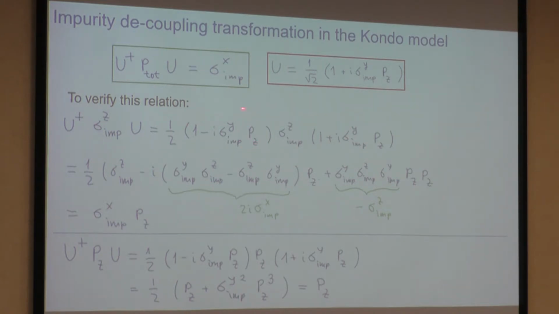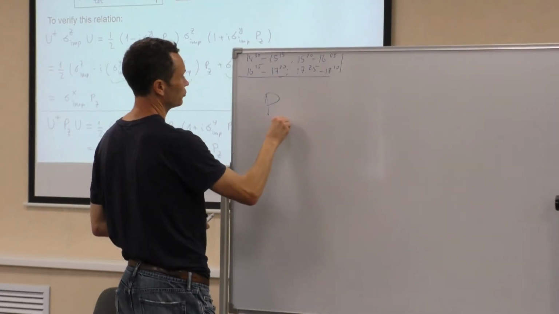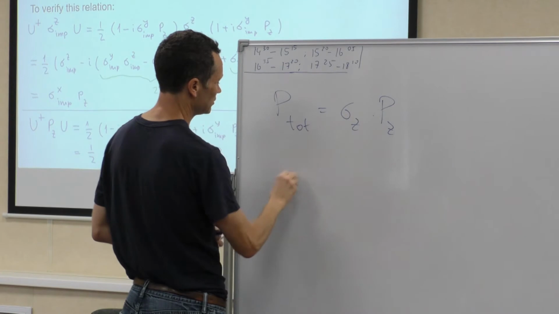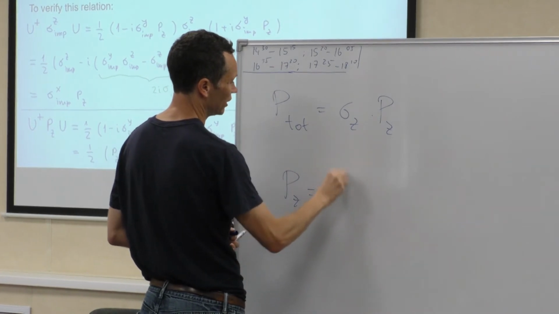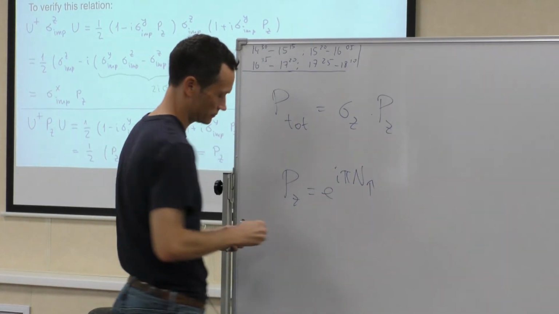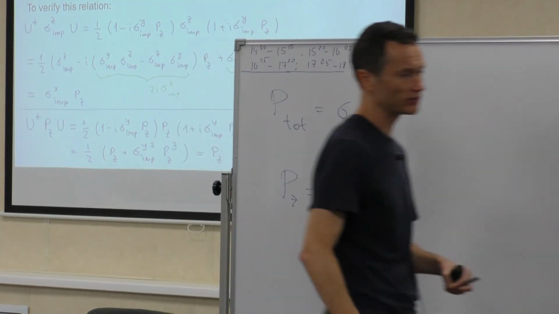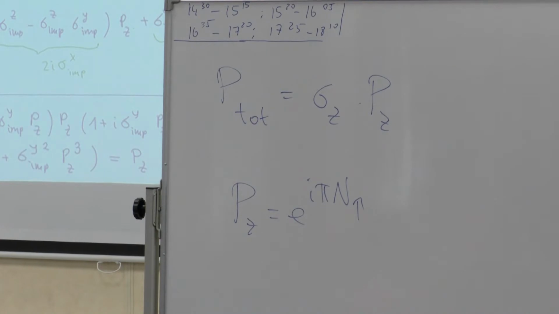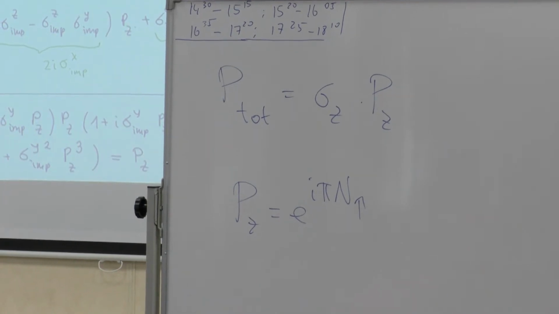You remember that the PZ operator only acts on the fermions in the bath, and the sigma is what acts on the impurity spin. So our operator P total is sigma z times PZ, and PZ is e to the i pi N up. We want to see how this operator transforms under this unitary transformation, so let's take different parts of the P total operator.